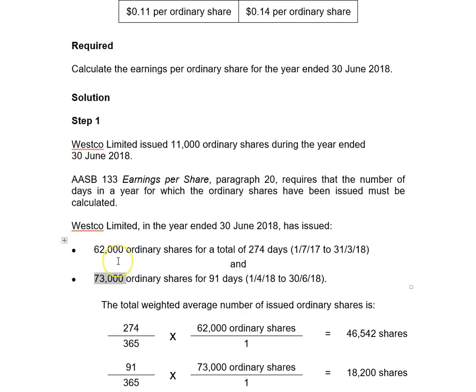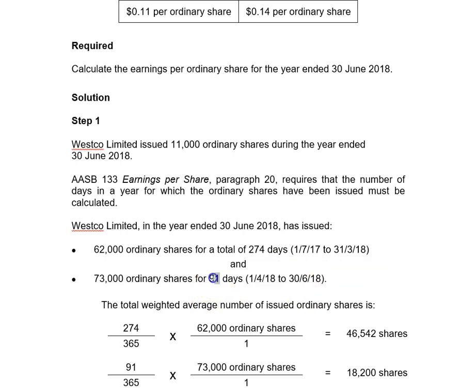What I'm doing here is I'm trying to weigh the average by finding out how many days I actually have this number of shares, and how many days I actually have that number of shares. Just a simple calculation. How do I get 274 days? Basically, you need to find out how many days there were from 1st of July to 31st of March. July, 31 days. August, 31 days. September, 30 days. October, 31 days. November, 30 days. December, 31 days. January, 31 days, February, 28 days, and then March, 31 days. The total for all those days would be 274.